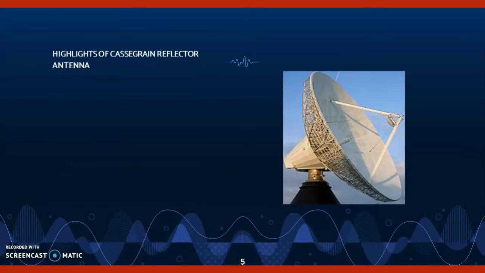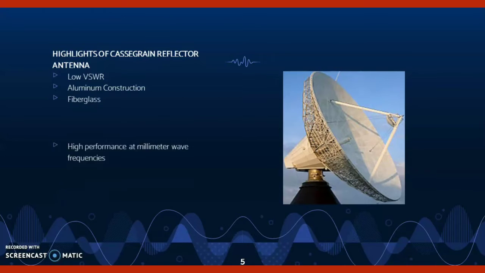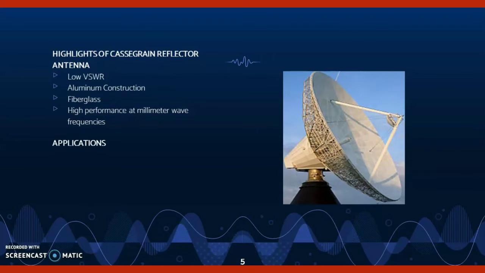So, highlights of Cassegrain reflector antenna. So first, it is low in voltage standing wave ratio, aluminum construction, fiberglass, and high performance at millimeter wave frequencies. Applications of Cassegrain antennas: used in radar, telemetry systems, and point-to-point communication systems.